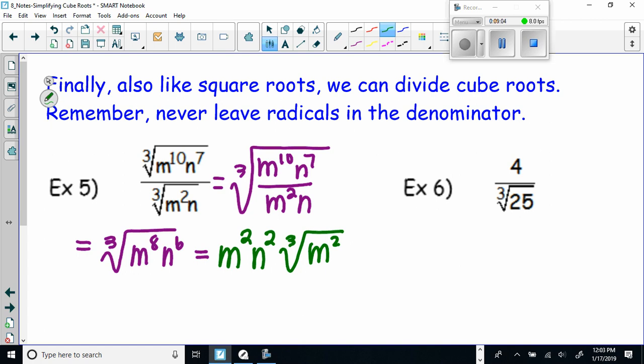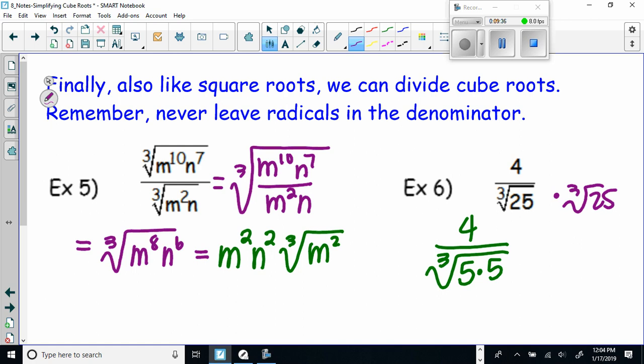Number 6 here. I have a radical in the denominator. I can't leave a radical in the denominator. I'm going to rewrite this a second. I'm going to write this as the cube root of 5 times 5. What else would I need in the denominator in order to get rid of that radical? I need another cube root of 5. So I'm not going to do what I did with square roots. That doesn't help me. That doesn't clear the denominator.